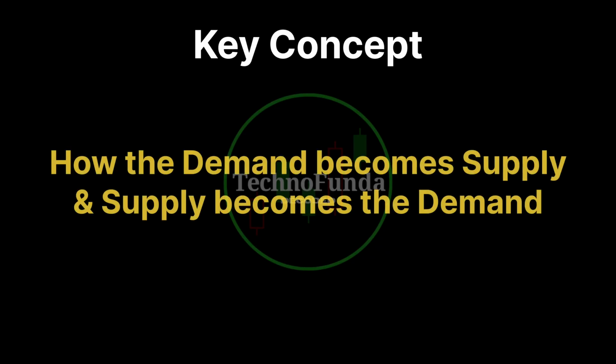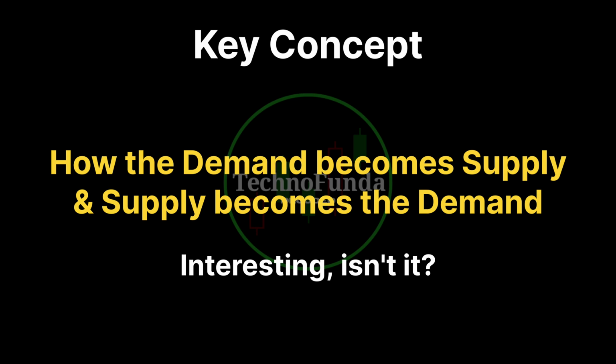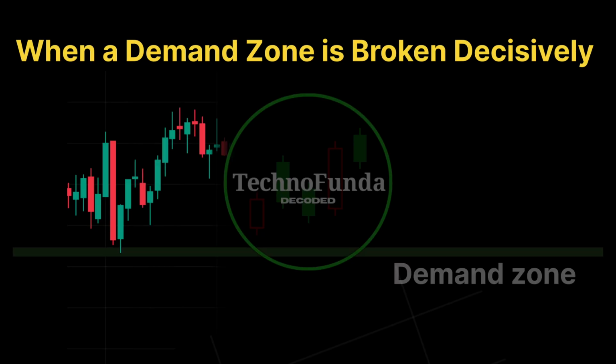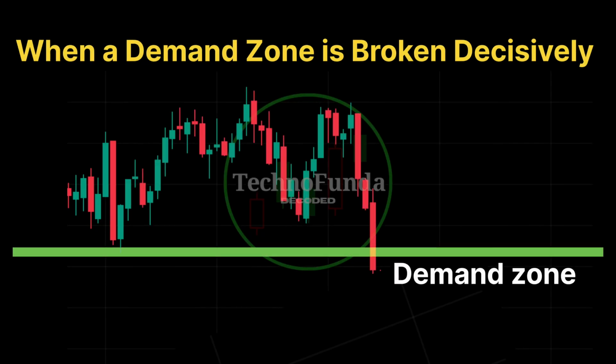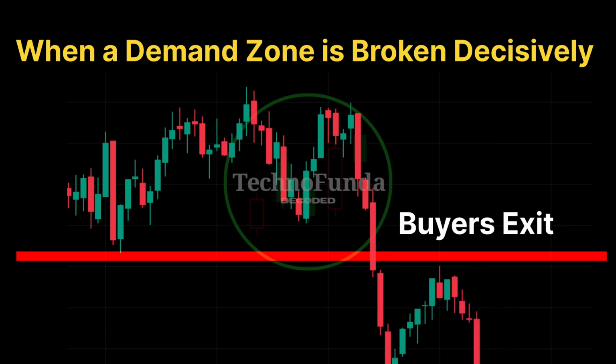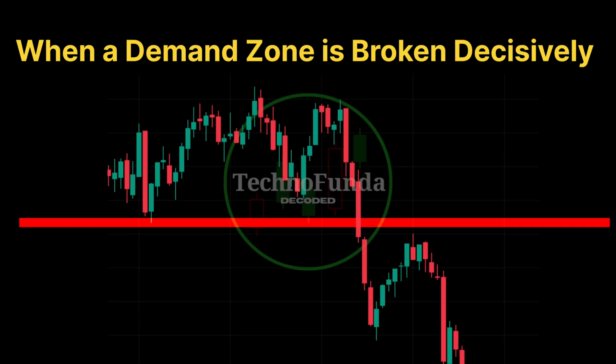Now let's understand a key concept regarding demand and supply zones: how demand becomes supply and supply becomes demand. Interesting, isn't it? A key concept in price action trading is that once a demand or supply zone is broken decisively, it can flip roles. When a demand zone is broken and price falls below it with strength, that zone may now act as a supply zone. Why? Because the buyers who once saw value there may now be trapped, and when price comes back up, they may want to exit their positions, adding to the selling pressure.